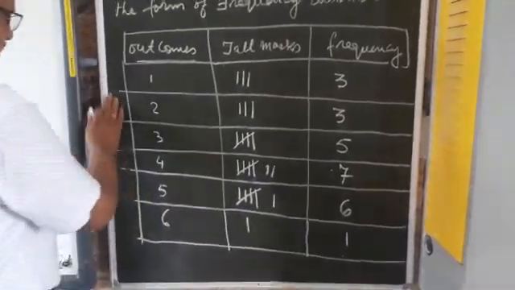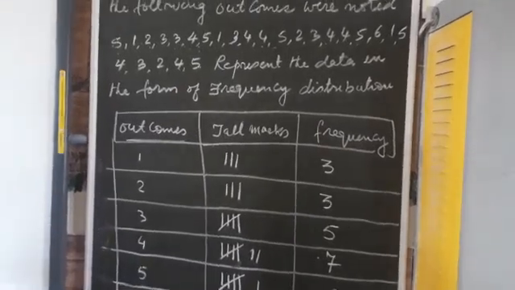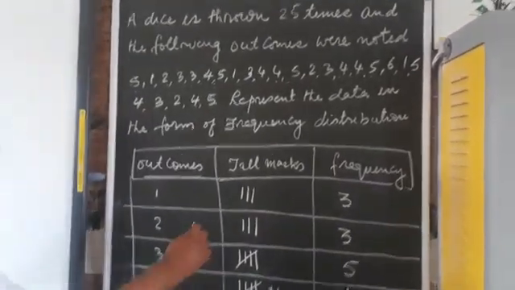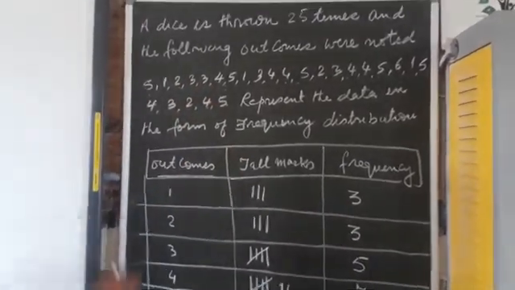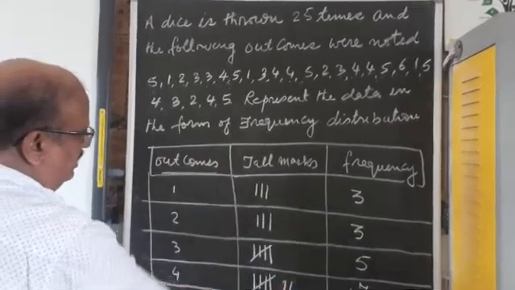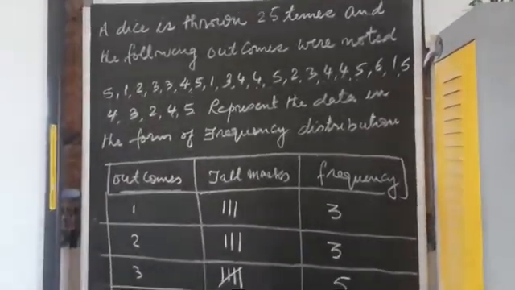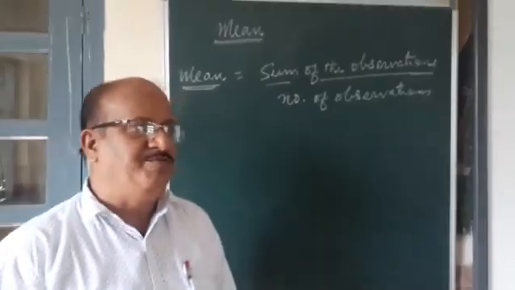So this way of arranging the data in table form is known as the frequency distribution table. Clear? So put in tally marks and arrange the given data in table form. So arranging of this data is known as the tally mark. Clear? So the next topic in this would be the calculation of mean.